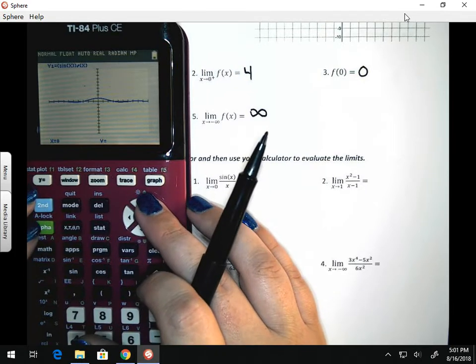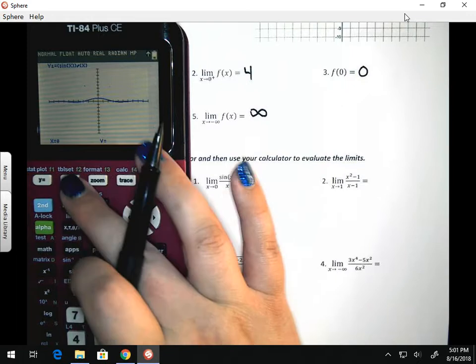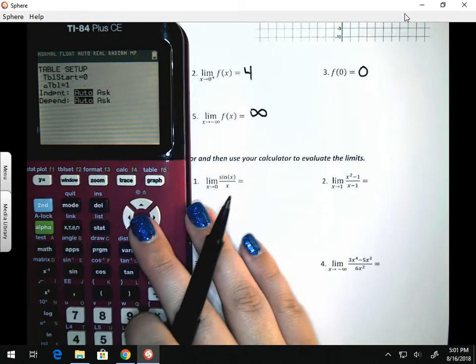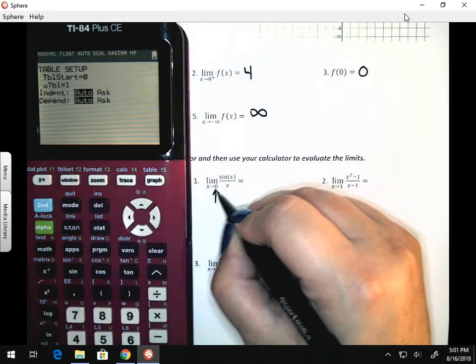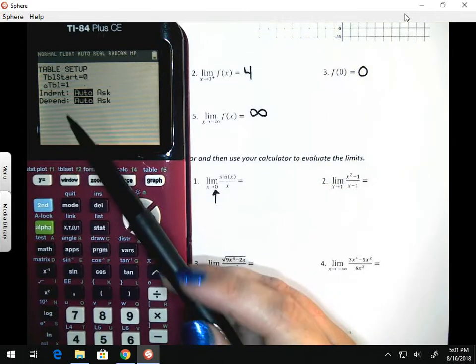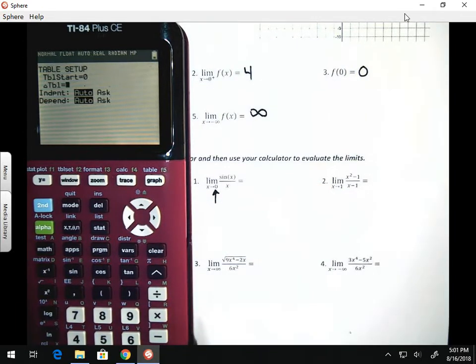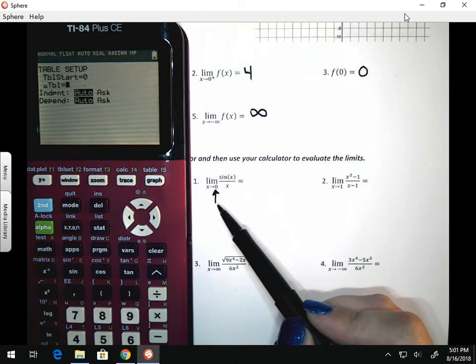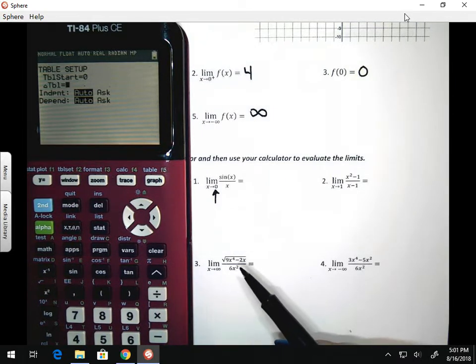So in order to do this, we're going to change the table settings. So I need you guys to hit second and then window and go to the table setup. Whatever this x value is that we're trying to approach, that's what you want your table start to be. So in this case, we want it to be 0, and that's what mine is already set at. But now the change in x, well, we want it to be really little because we're looking at the limit as it gets closer and closer to 0.